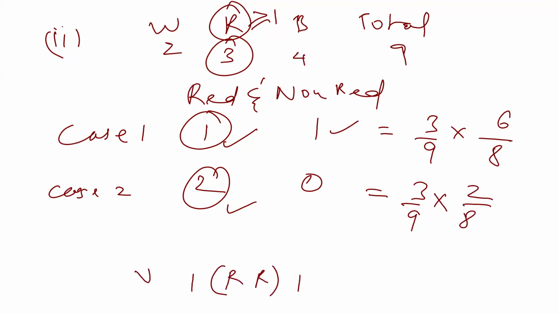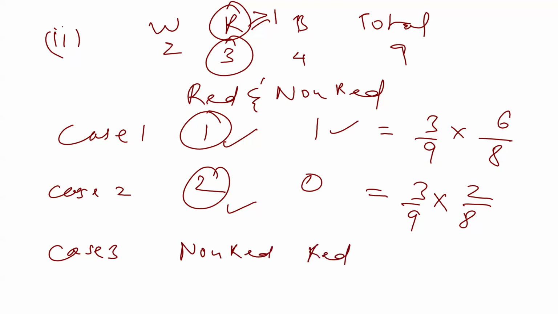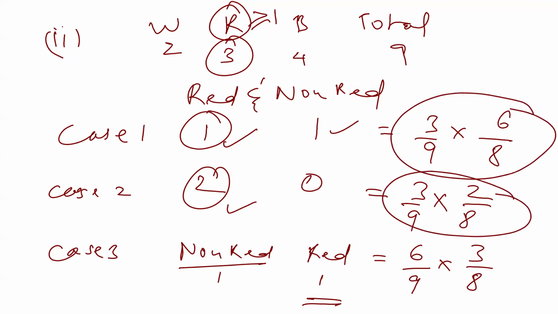Okay, so we'll take case 3 as well, because the order is also important in such kind of problems. So this will be non-red and red. The first will be non-red, and the second one will be red. So probability of getting first non-red is, there are total 6 non-red balls, so 6 out of 9, into the second ball will be red, and that red ball is 3 out of 8 because the sample space got reduced. Okay, so you can add all these cases to get the final answer. Fine.